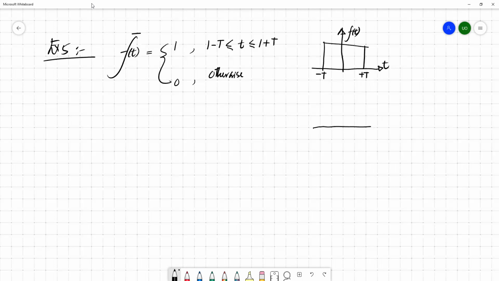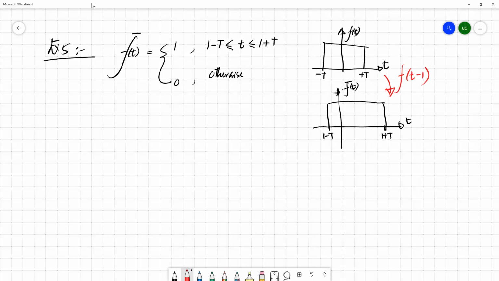So what about now? F bar t is 1 between t minus 1 and t plus 1. Here it is 1 plus t, and here 1 minus t, so it means we just add 1 for these two blocks. So how do you obtain this from this? This is basically if you shift f(t) by 1 unit to the right hand side.